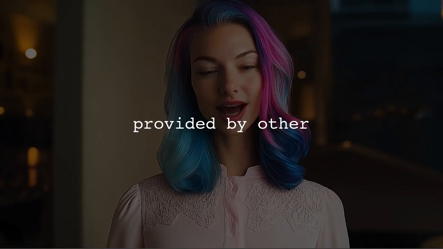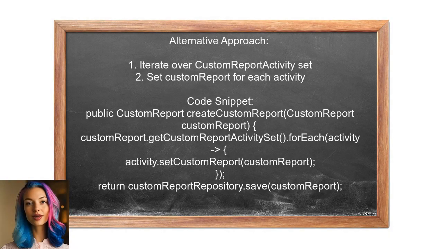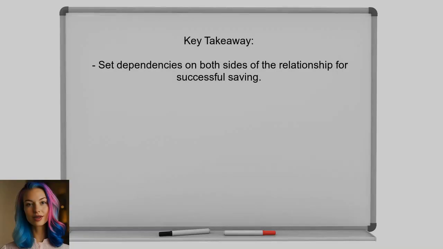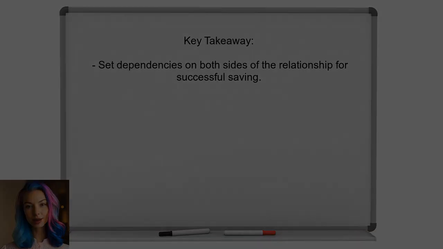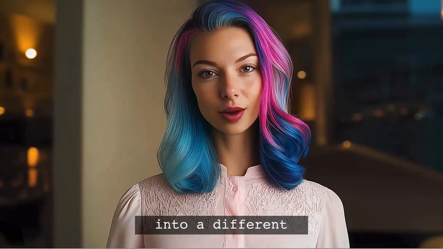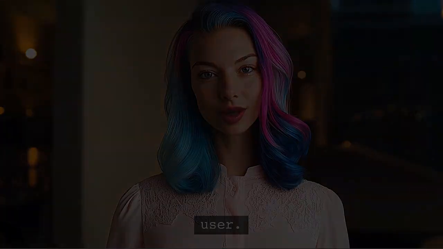Now, let's look at the answers provided by other users. An alternative solution suggests that to save both entities in one operation, you need to set the relationship from the child entity back to the parent. This involves iterating over each custom report activity in the custom report and setting its custom report property. The key takeaway is that both sides of the relationship must be properly set for the Cascade save operation to work successfully.